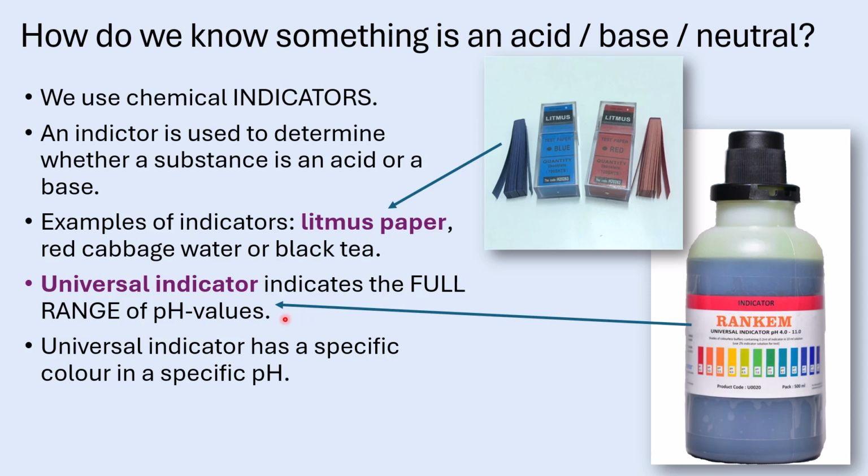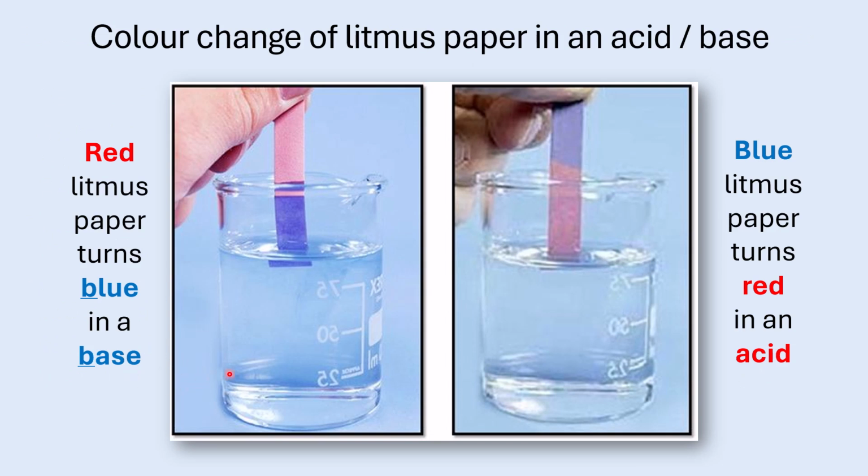Another indicator that we use very frequently in the laboratory is called universal indicator. And universal indicator indicates the full range of pH. So on a universal indicator bottle, you will see different colors, and each color then represents a very specific pH. So that is what is in this last bullet. Universal indicator has a specific color at a specific pH. Now, if you go into the laboratory and you have a base and you dip red litmus paper in the base, then you will see the part that you dipped in the base turns blue.